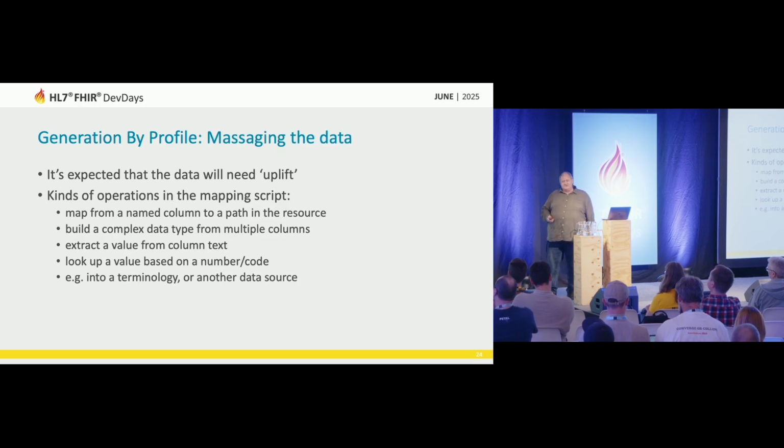So massaging the data, it's expected that you're going to have to work the data over. And I thank Bryn down the back there for contributing a lot of this knowledge. And so you're going to expect to say, I need to map from a named column to a path in a resource. I might need to build a composite data type from multiple fields. I might need to do a data lookup into a terminology or another data source. I might have to extract the value from the text or look up a value.